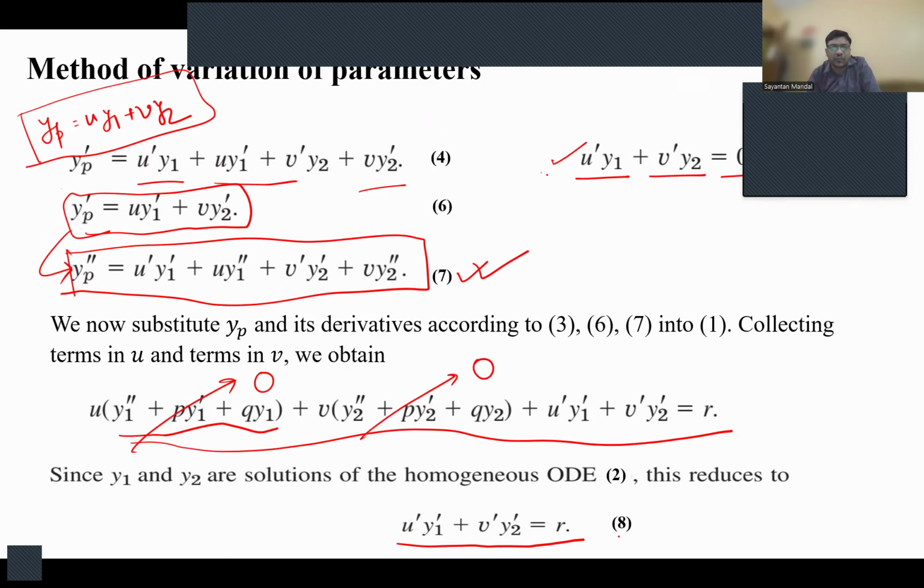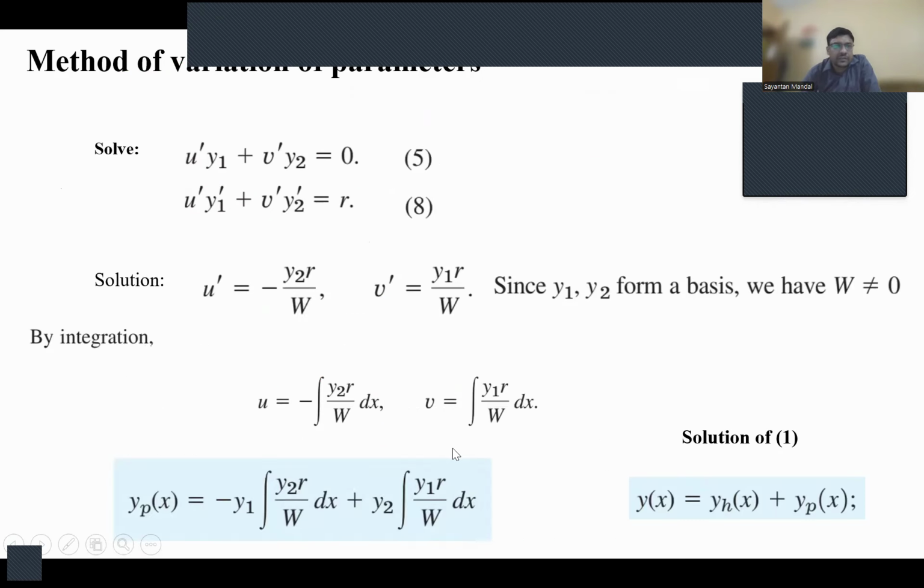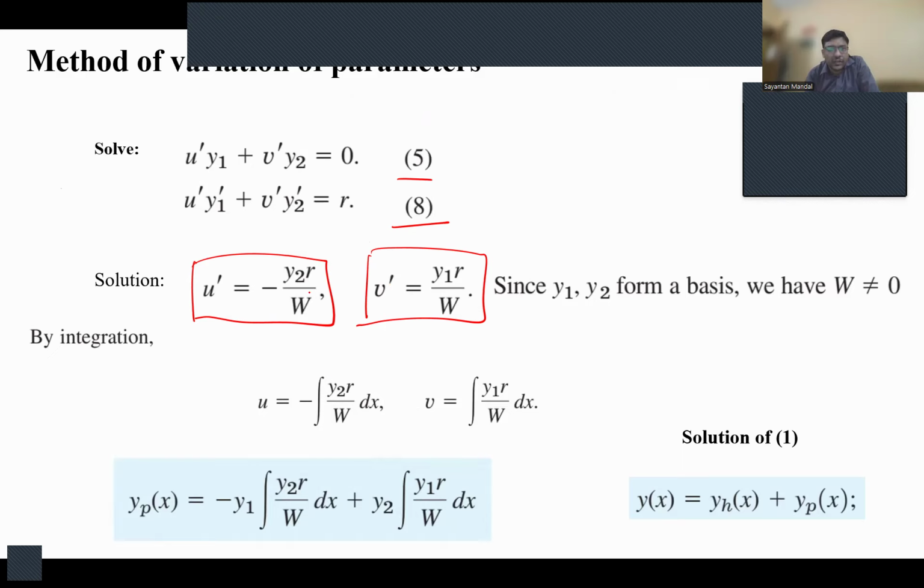Now we have equation number 5 and equation number 8 to find out our u dash and v dash. So from equation 5 and 8, we find out u dash and v dash. And see, in the denominator, w appears here. Since we have assumed y1 and y2 are basis of solutions, w is non-zero, so you can divide by w. So these are the expressions for u dash and v dash.